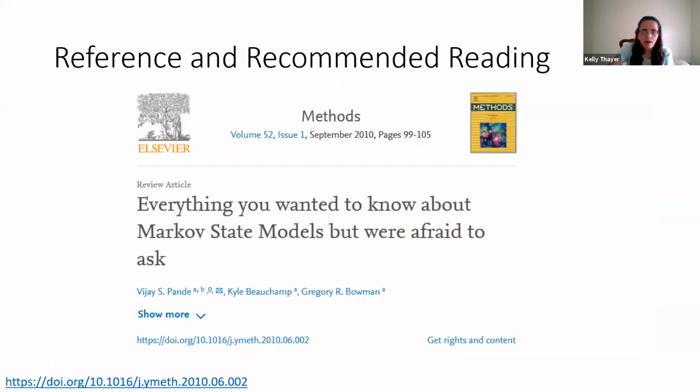So then, this is an excellent reference and recommended reading that I would encourage you to have a look at if you have additional questions about Markov State Models.